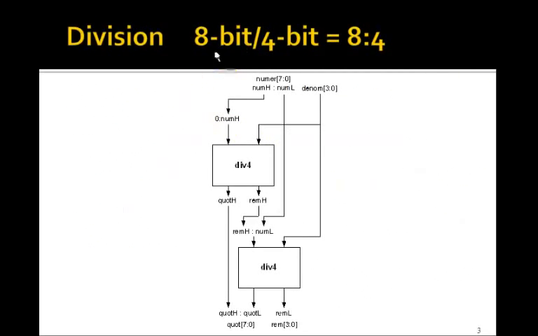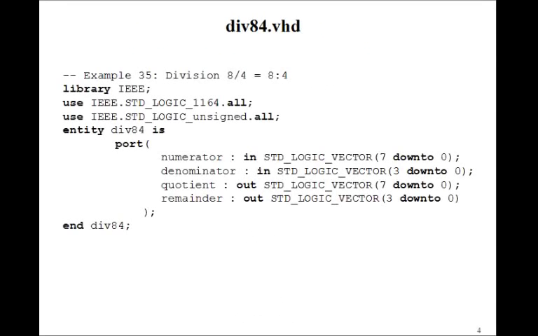But to divide an 8-bit numerator by a 4-bit divisor and to get an 8-bit quotient and a 4-bit remainder, you remember we needed to call this 4-bit divider twice. So this is a good example of where we might want to use a procedure. You remember we used a procedure back in lesson 36 on example 20 where we made a 4-bit comparator. So let's see how to do it for this division.